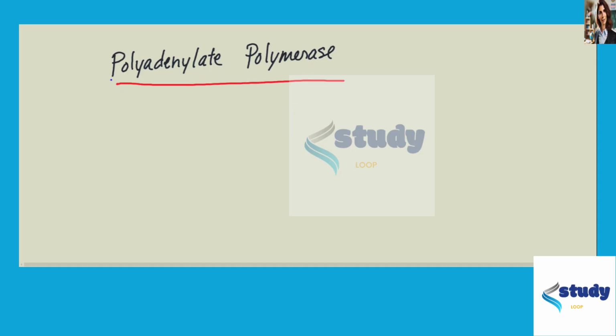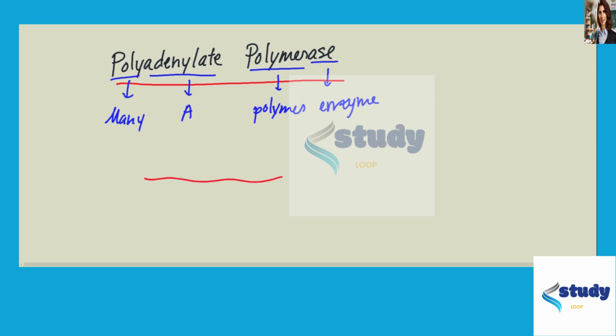For this question, we are looking at the molecule and protein of polyadenylate polymerase. It's a mouthful, but if you break the word apart, you can figure out its function. Poly means many, adenylate means the addition of adenosine molecules, and polymerase is an enzyme that's going to create a polymer. So this protein, polyadenylate polymerase, is responsible for adding that poly A tail onto the mRNA molecule.